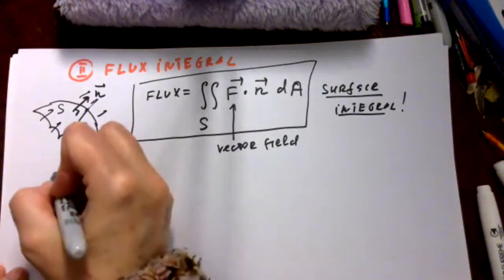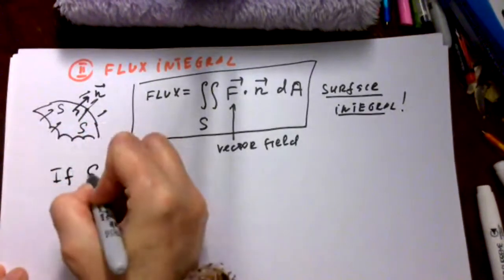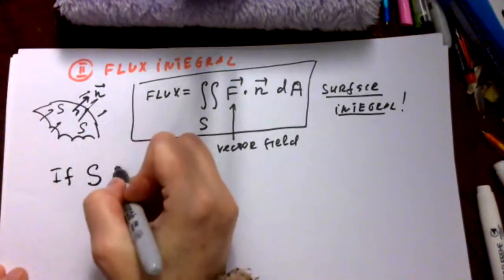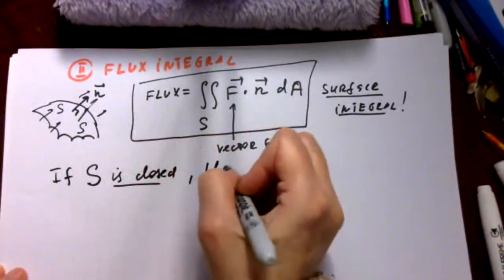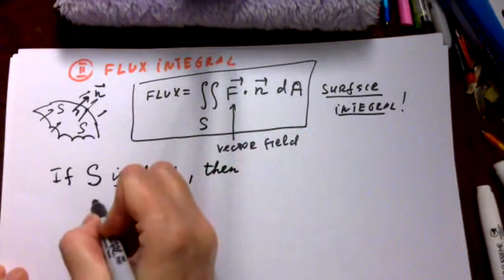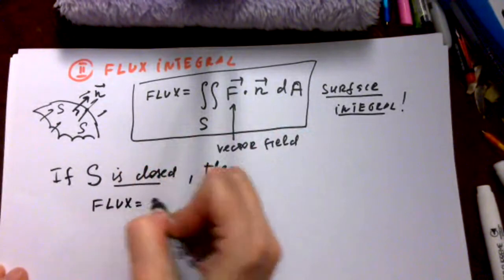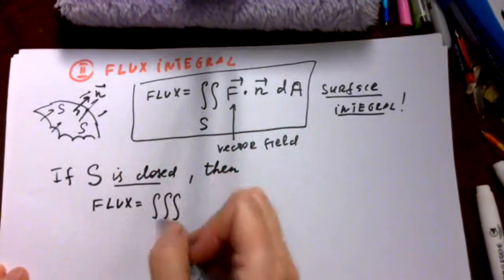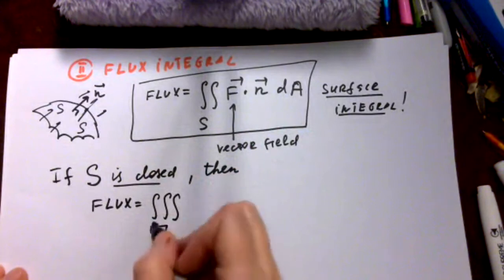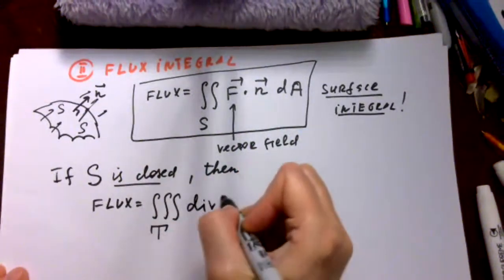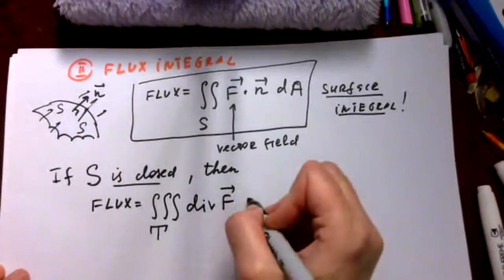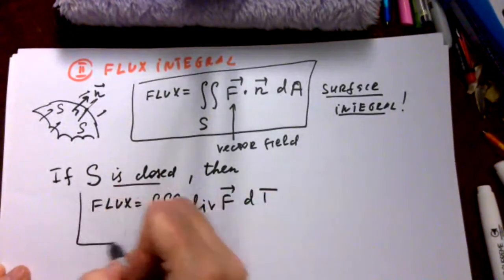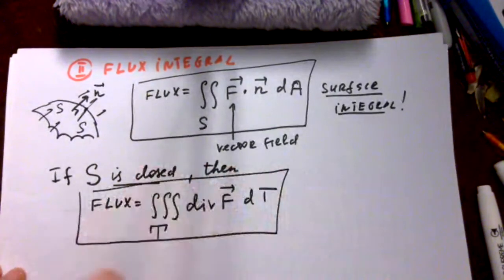It turns out that if your surface S is closed, then this flux integral can be rewritten as a triple integral. So this is a very nice case: a triple integral over the region T, and instead of the function, you have to use the divergence of your vector field. And let's put dT here.